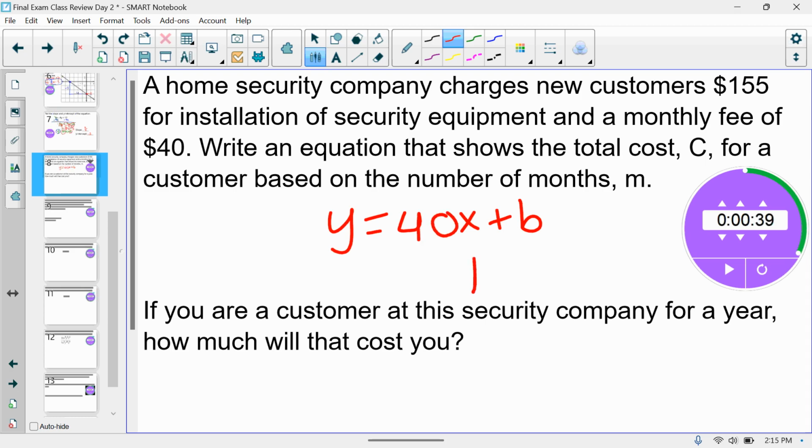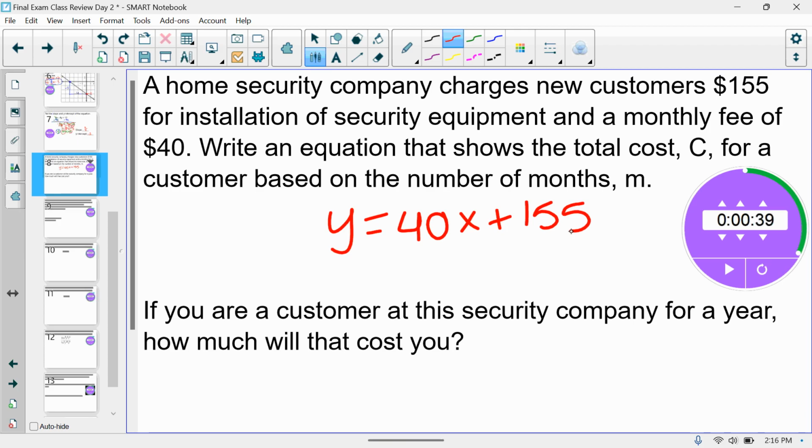Like if we fill in 2 here, if 2 months have gone by, you'd have to do 2 times 40, right? If 7 months go by, you'd pay $40 7 times, right? And then no matter what, you have to add that setup fee. You have to pay that whether you're going to use the company for 1 month or 100 months, right? You still have to pay the setup fee in the beginning, okay?